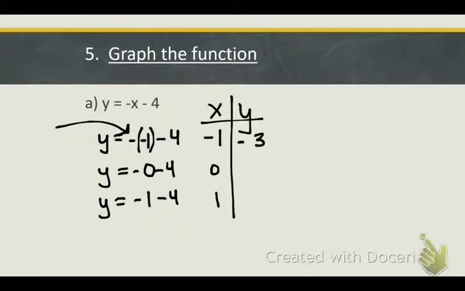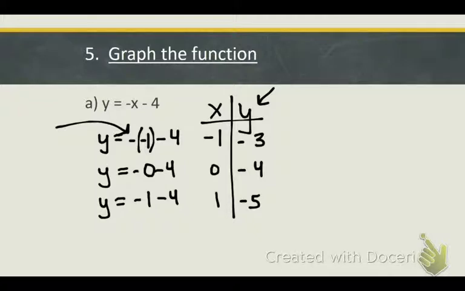So let's go to the second one. I input a 0. What comes out of it? -4. And last one, -1 minus 4? -5. Do you see any kind of a pattern happening right here on my output? I am subtracting 1 each time.